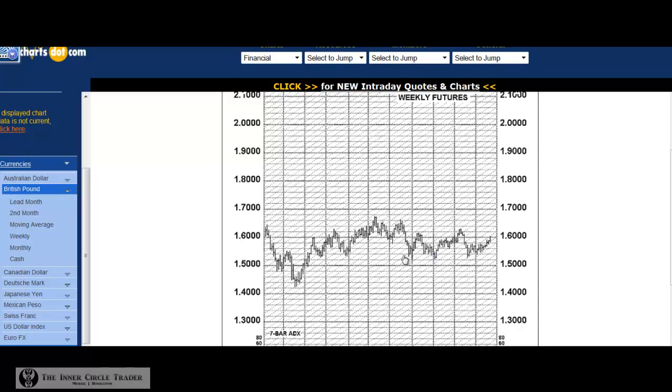You can see how that was a very clear, discernible level of support. So there's our higher time frame support level. So we know 154 is a solid number. So let's now drill down to a daily.